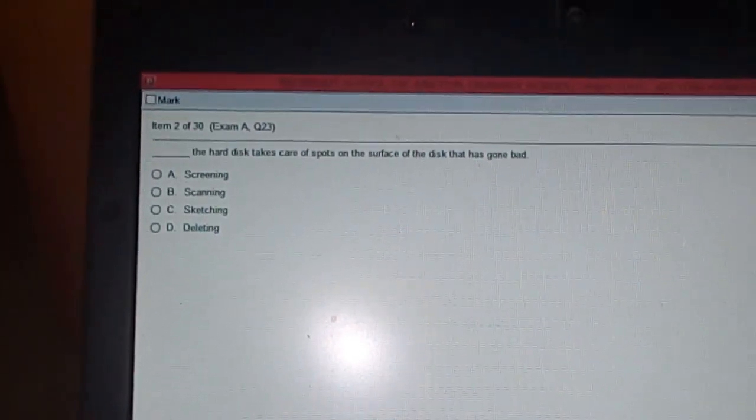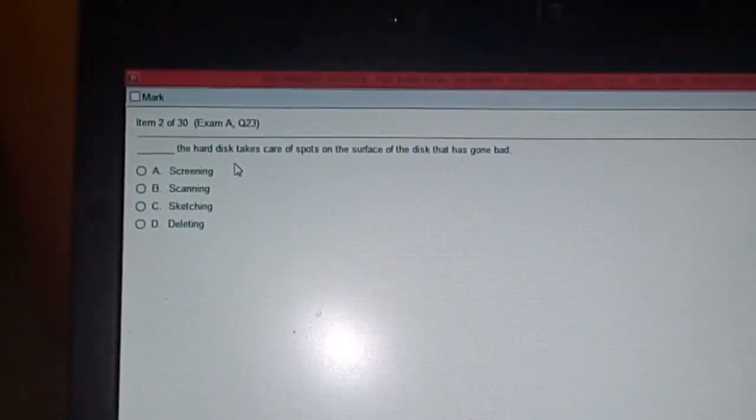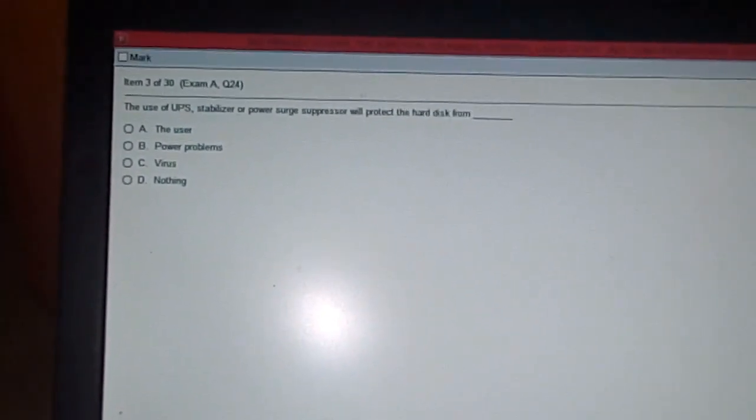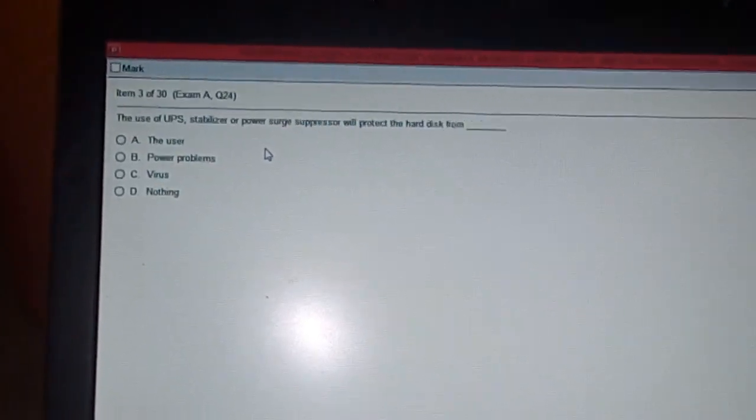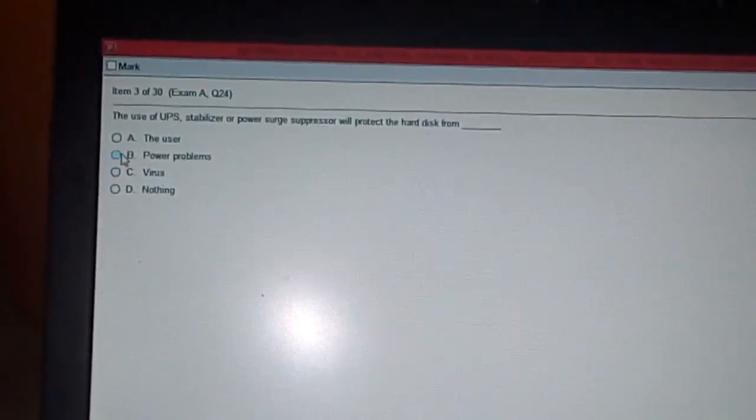The hard disk takes dash; the hard disk takes care of spots on the surface of a disk that has gone bad. That is talking about scanning the hard disk, which takes care of that. You go back again, take the next. You can see that the person can easily go back to the previous question to check. Now the use of a UPS, stabilizer or power source suppressor will protect the hard disk from power problems. Click on next again. Meanwhile, we shouldn't forget that the timer is here running.